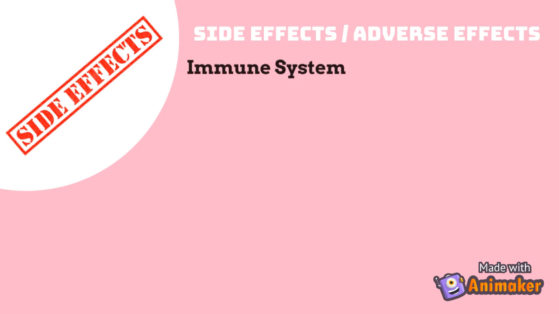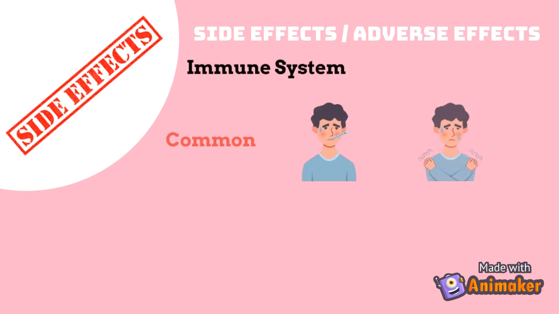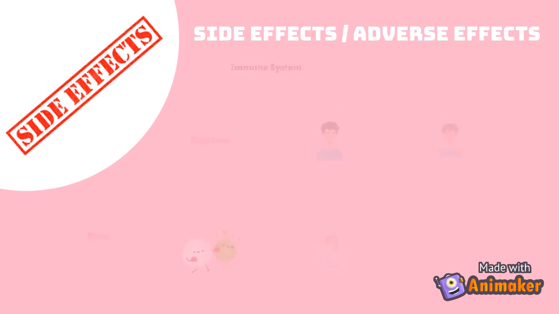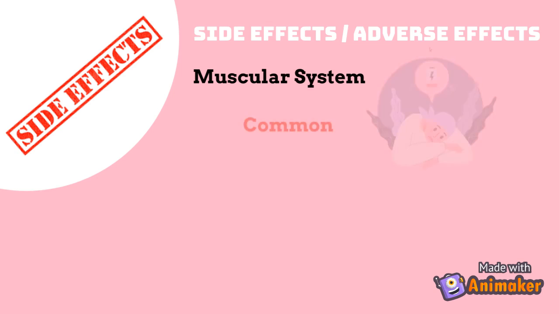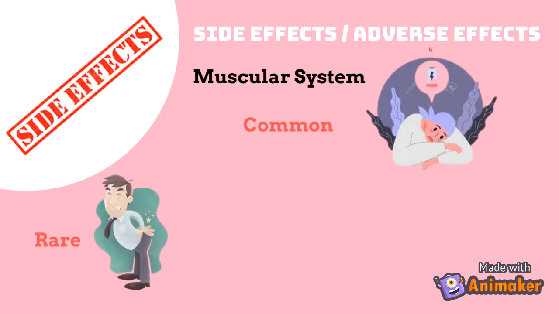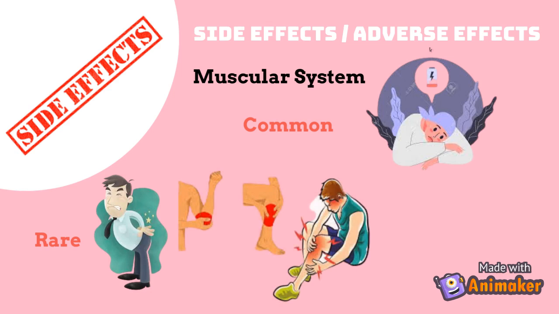Immune system. Common side effects: fever and chills. Adverse effects that are rare: hypersensitivity, allergic reaction. Muscular system. Side effects: unusual tiredness or weakness. Adverse effects: back pain, pain in extremity, muscle cramps, systemic lupus erythematosus.